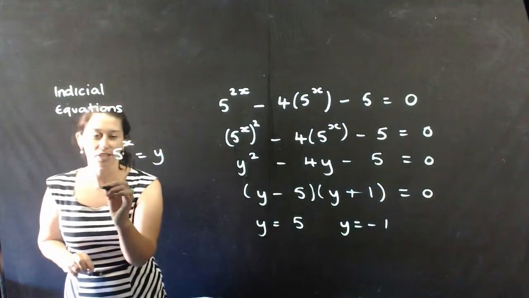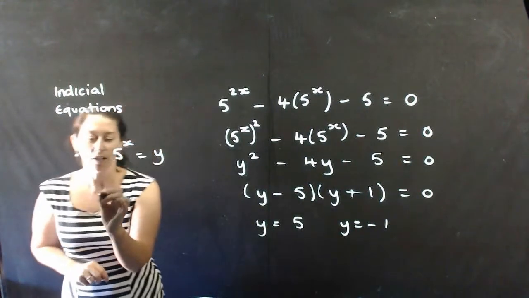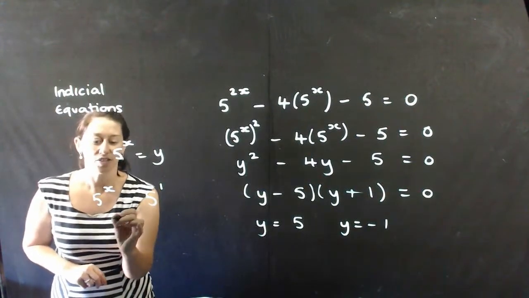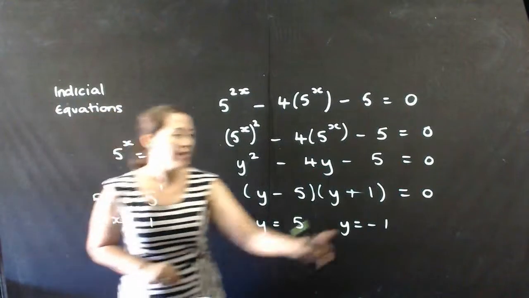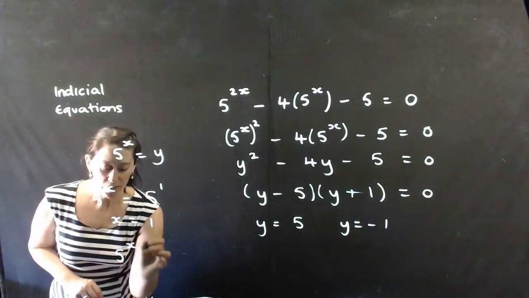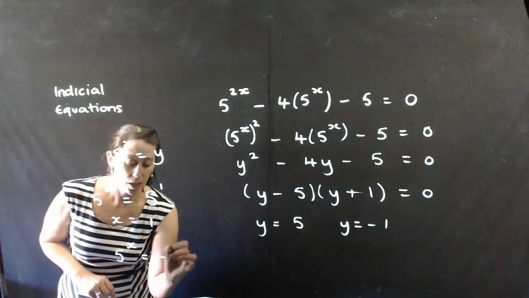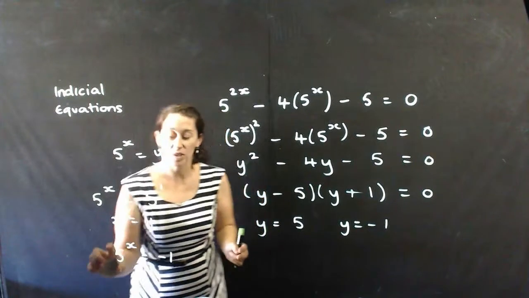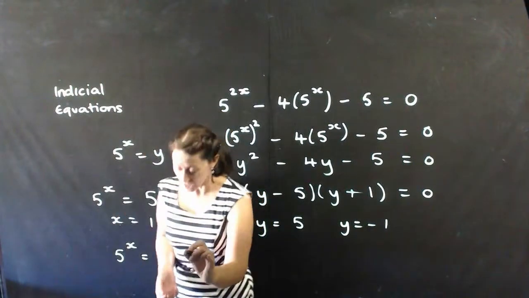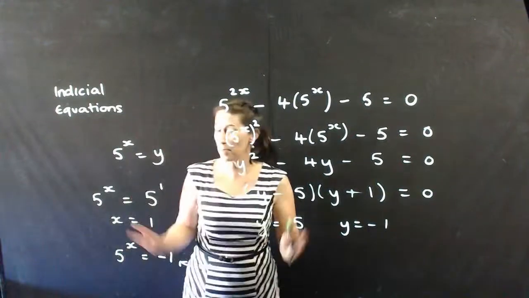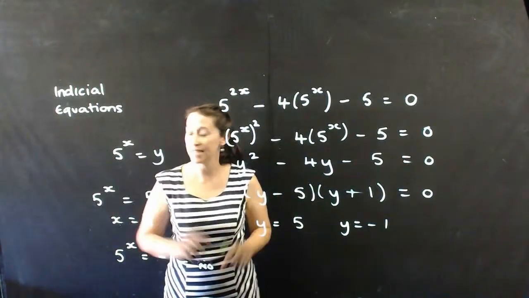So let's solve those individually. Let's look at the first one. 5 to the power x equals 5 to the power 1, doesn't it? So therefore x equals 1. And looking at this one, y equals minus 1. Well, this one has no solution because we can't put this to a power which is going to give us a base of 5. So this one has no solutions. And that's pretty much everything you need to know about indicial equations.